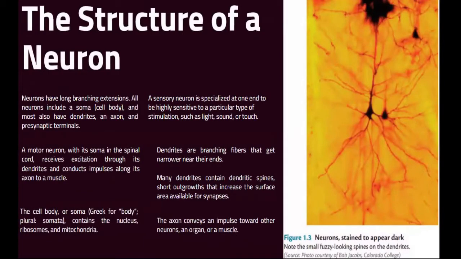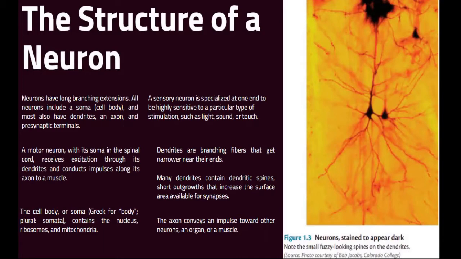The most distinctive feature of neurons is their shape, which varies enormously from one neuron to another. So please see figure 1.3. Unlike most other body cells, neurons have long branching extensions. All neurons include a soma or cell body, and most also have dendrites, an axon, and presynaptic terminals. The tiniest neurons lack axons, and some lack well-defined dendrites.